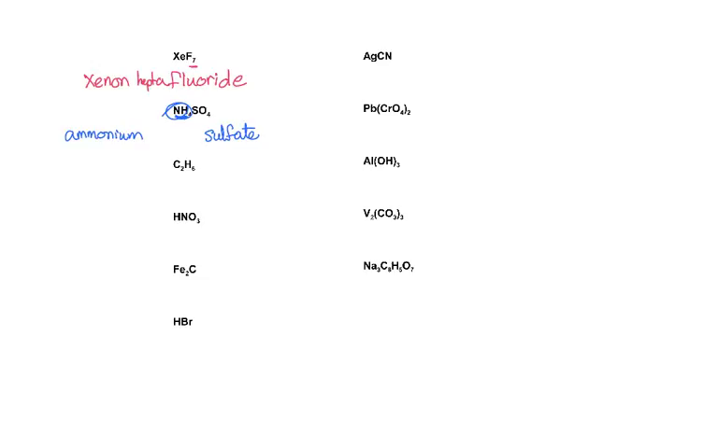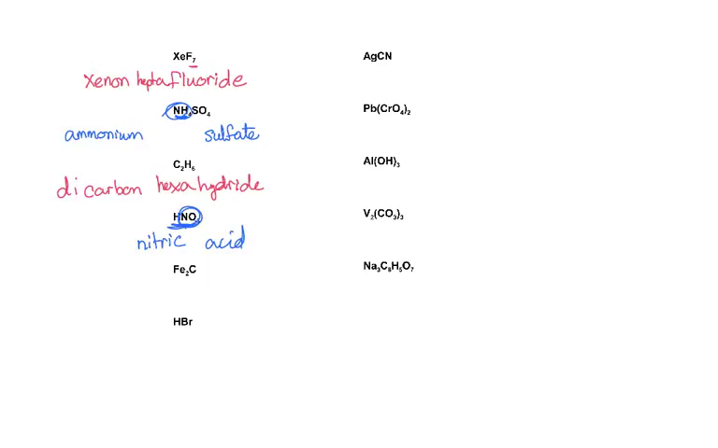C2H6. So carbon is the name of the first one. Hydride is the name of the second one. This is covalent, so you need prefixes. So it'd be dicarbon hexahydride. Next one is HNO3. This is an acid. This is nitrate, so ate becomes ic. So it'd be nitric acid.